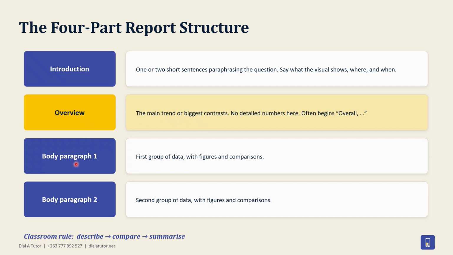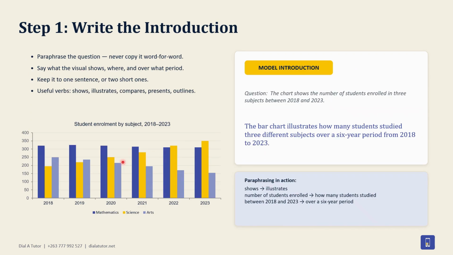Now, body paragraph 1, the first group of data with figures and comparisons. And then we also have body paragraph 2, the second group of data with figures and comparisons. So to help you remember all this, here is a classroom rule. Say it with me: describe, compare, and summarize. You describe what you see, you compare the important things, and you summarize the big picture. Keep that little chant in your head, and you will not have any problems in the exam. Now, let's have a look at how we can put this into practice.